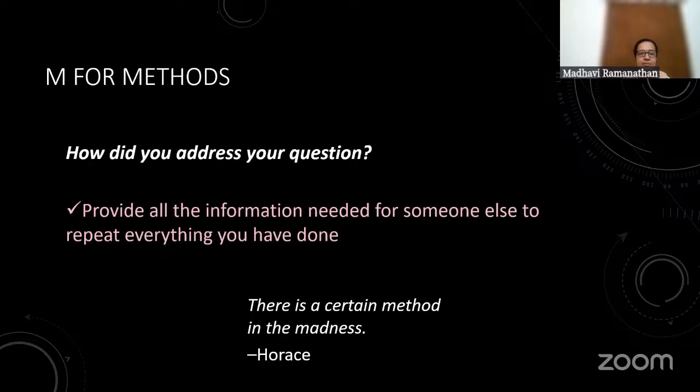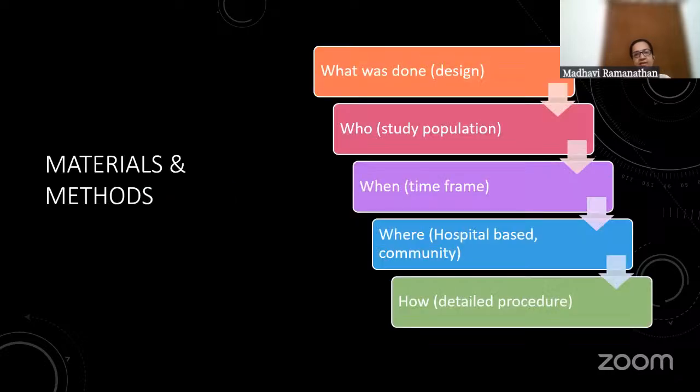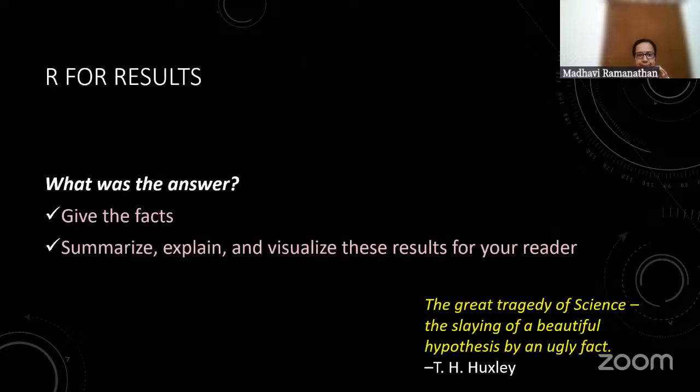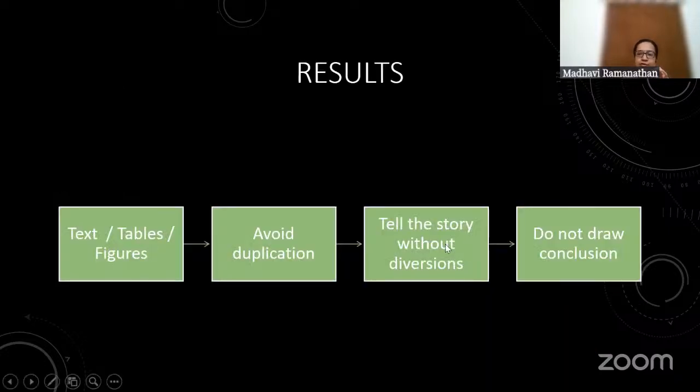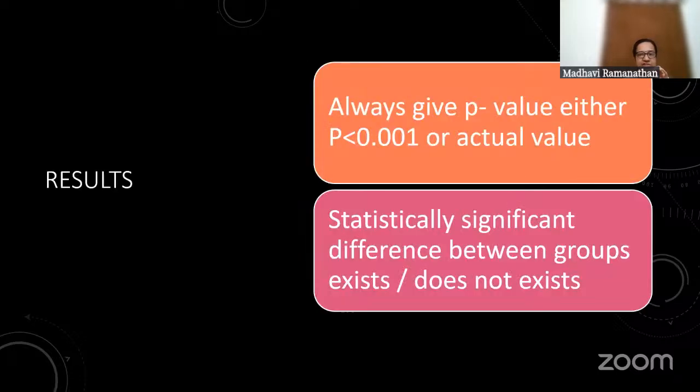And methods, this is the most important part, and it should provide all the information for somebody else to perform the same study. The method should be perfect. So what was done? Who was the study population? When, where, how? These are the parts of your methodology that should be there. When it comes to results, give the facts, and do not draw conclusions in your results. This is where the discussion comes, not in the results. Keep the facts straight and tell the story without any diversions.